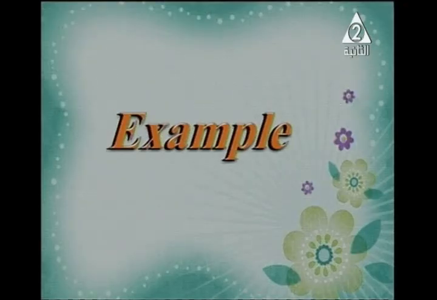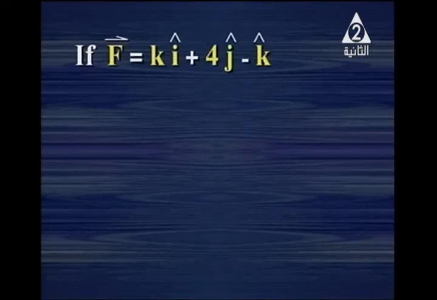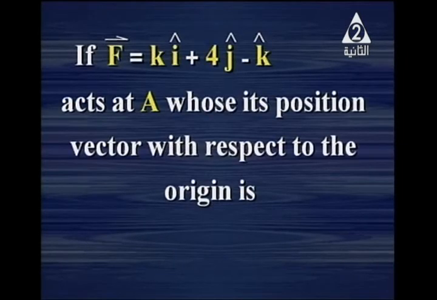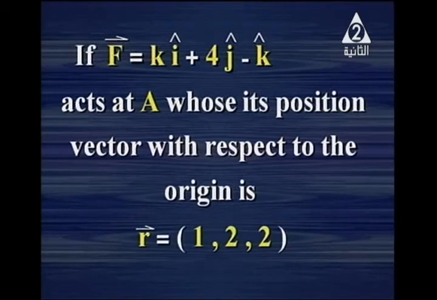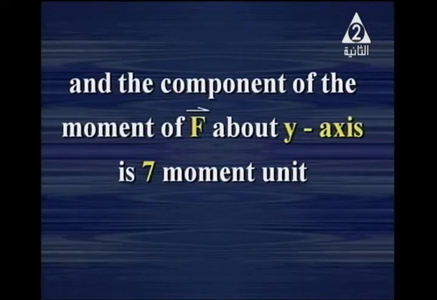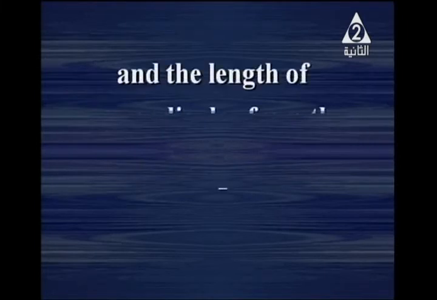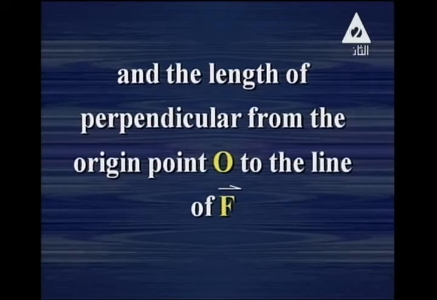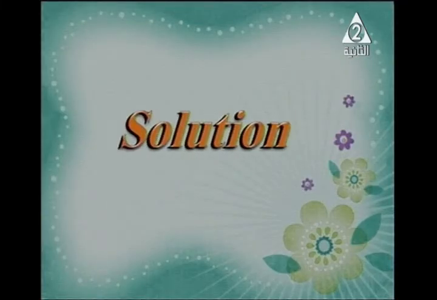Example. Dear student, we have the force F equals k i plus 4j minus k. This force acts at a point A whose position vector with respect to the origin is 1, 2, 2. The component of the moment of F about the y-axis has the value 7 moment units. Find the value of k and the length of the perpendicular from the origin point O to the line of action of the force F. Look at the solution.